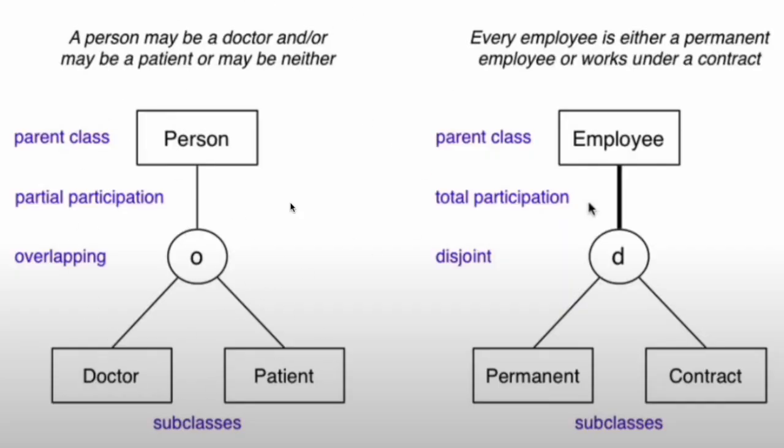So here's an example that I'll be talking about, along with covering the idea of cardinality and overlapping and disjoint with subclasses. So here, the person entity, along with the fact that there's a thin line, indicates that a person can be a doctor or a patient or neither. The fact that it's overlapping means a person can be both a doctor and a patient. On the other hand, we have a thick line. So this indicates that an employee must be either permanent or a contractor. The D indicates disjoint, so that an employee can't be both a permanent and a contractor.